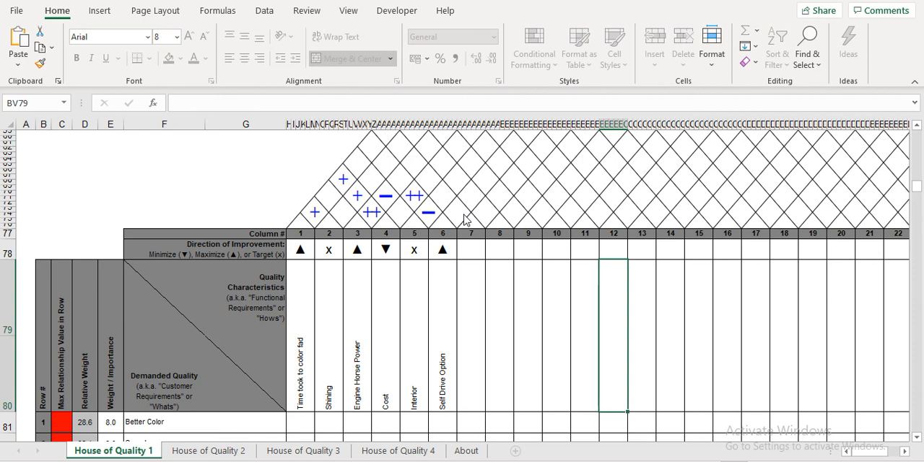This is all about including functional requirements, direction of improvement, and correlation between functional requirements. In the next video we see how to include relationship values in the relationship matrix of the diagram. Okay, thank you guys.